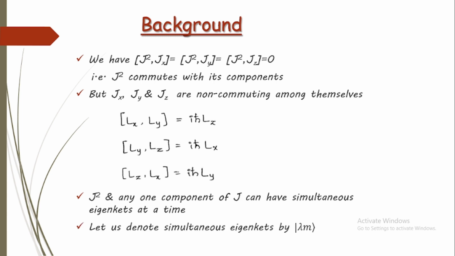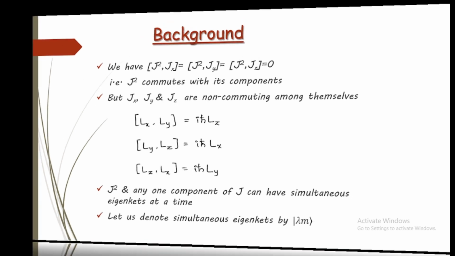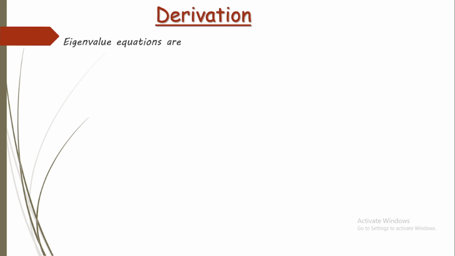And let us denote the simultaneous eigenkets by ket lambda m. So for time being, remember, lambda corresponds to the eigenvalue of J square and m corresponds to the eigenvalue of Jz. That's why we have denoted the eigenkets as ket of lambda m. So as now we have considered the eigenket, based on that we can derive other information from it. So let's look at the derivation part, where first we will consider the eigenvalue equation.